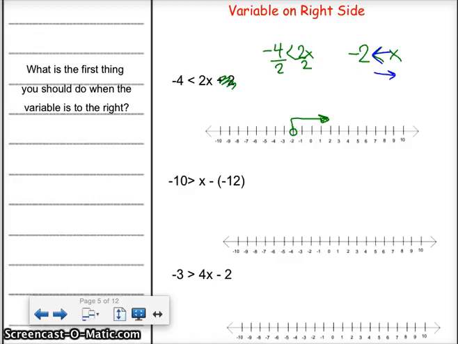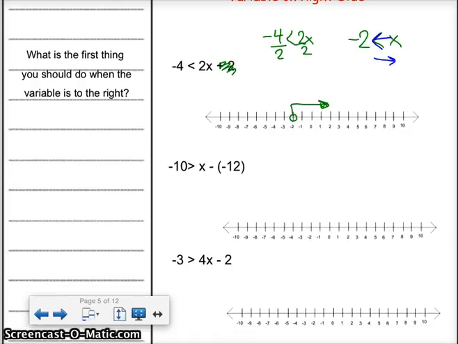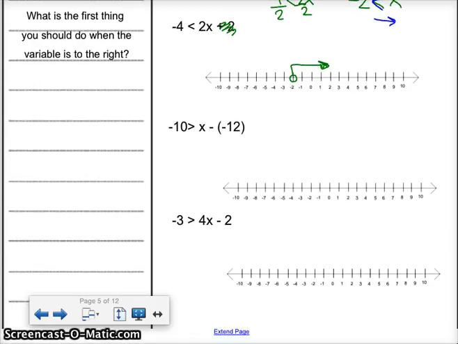Here's another plus plus situation. I thought you said to cross out the 12. X minus a negative 12. This turns to plus plus, x plus 12.